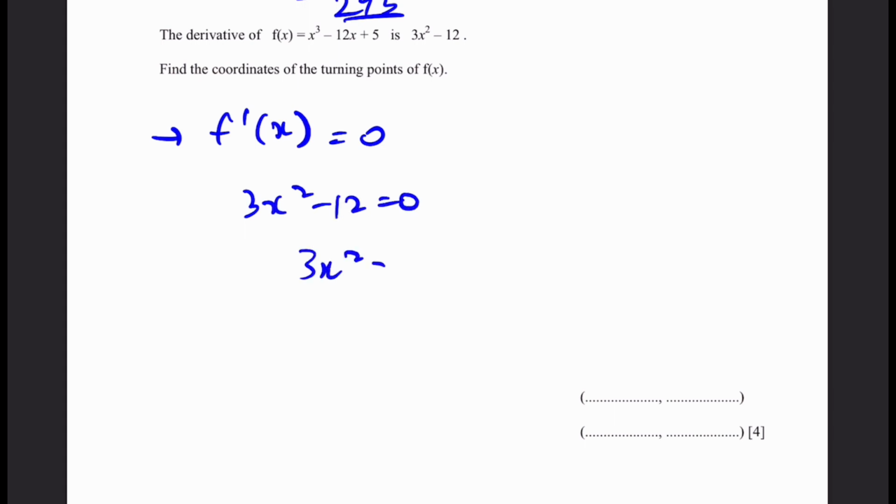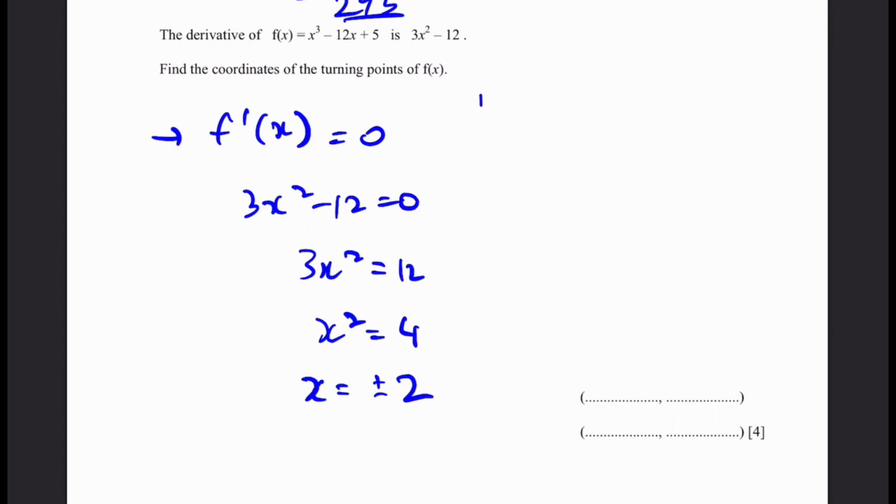So 3x squared equals 12, x squared equals 4, and x equals plus or minus 2, which are the square roots of 4. So x equals root 4, which is plus or minus 2. Remember to include the negative one as well, because coordinates can be both positive and negative.